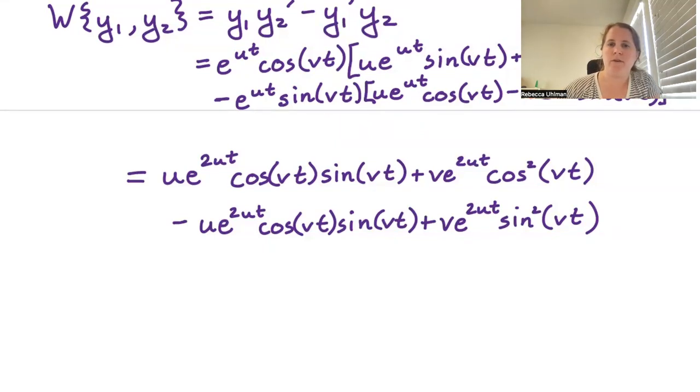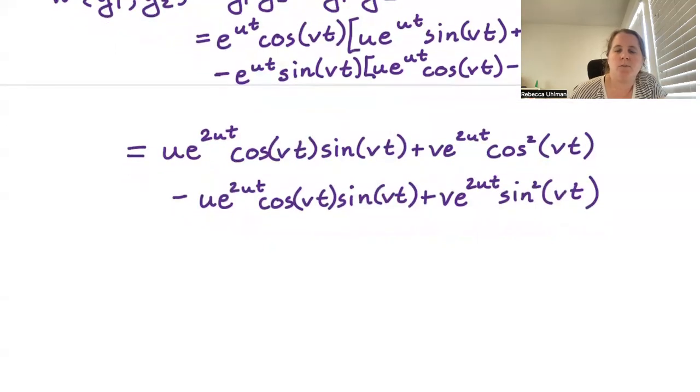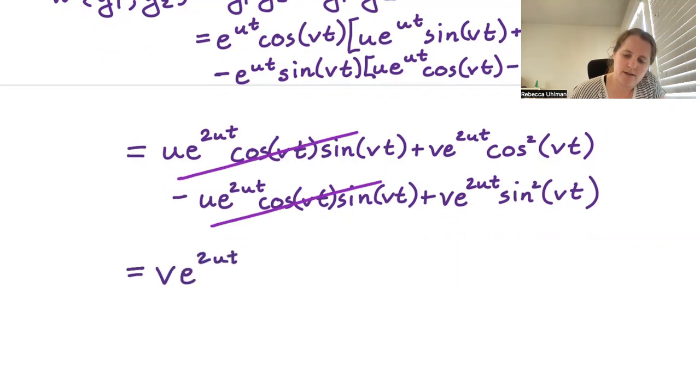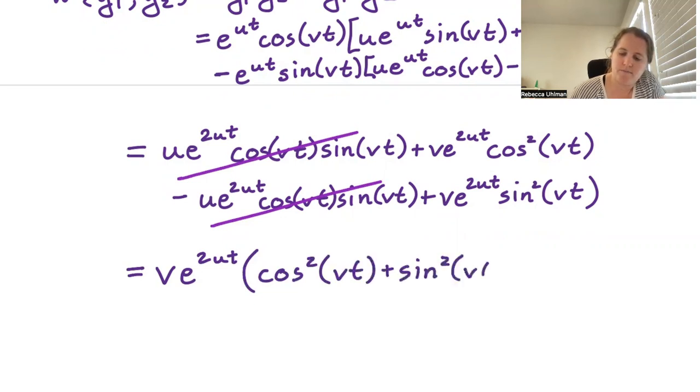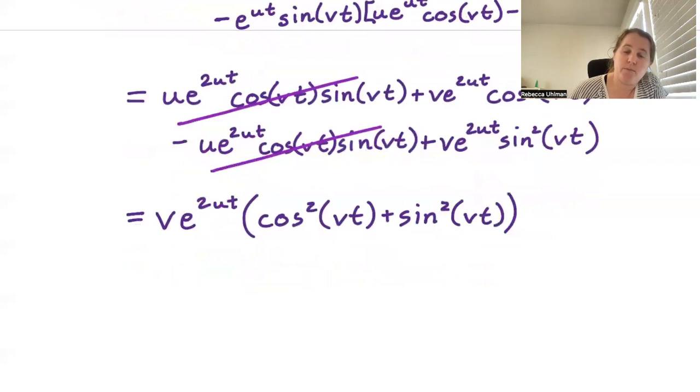Okay, so now everything's written out. The first term in each of my rows just cancels out. So these will cancel each other out. And then the rest we're left with v e to the 2ut times cosine squared of vt plus sine squared of vt. Cosine squared plus sine squared is just 1. So we have our Wronskian as v e to the 2ut.